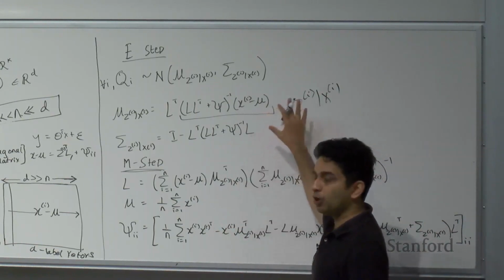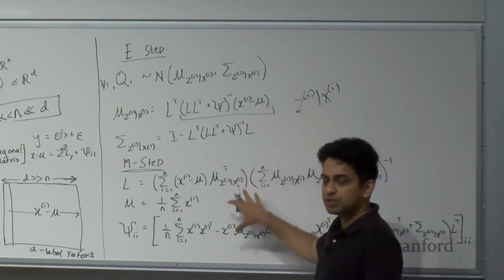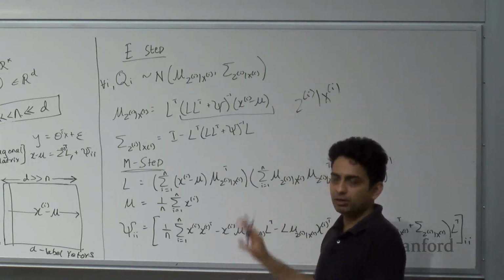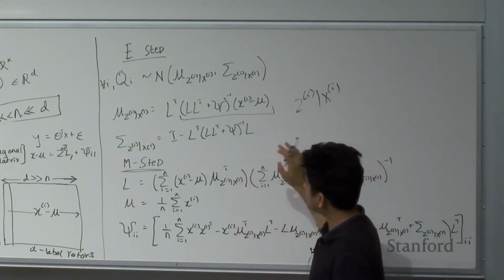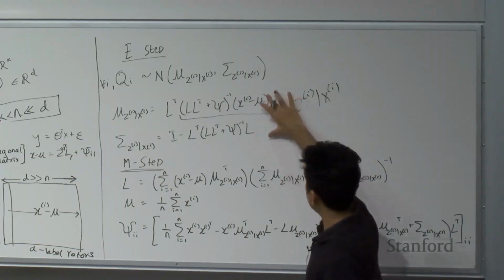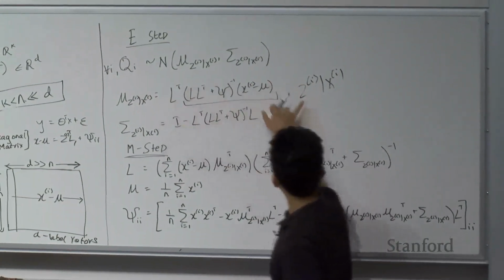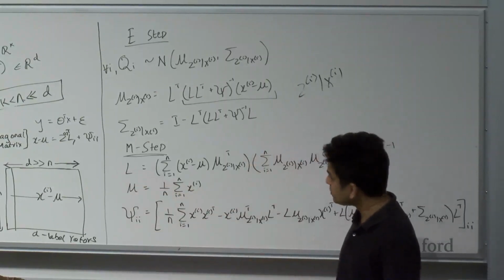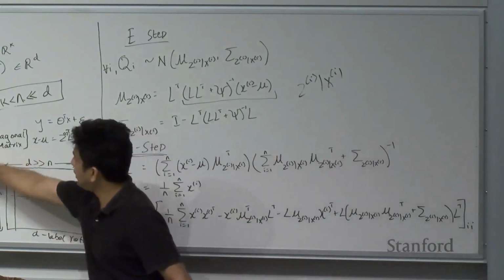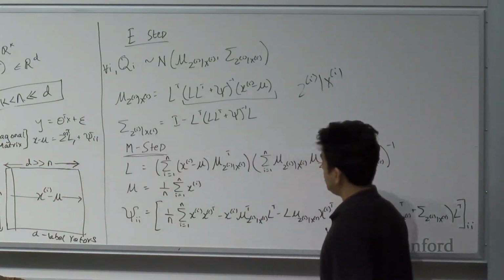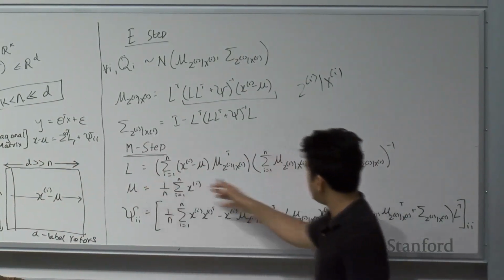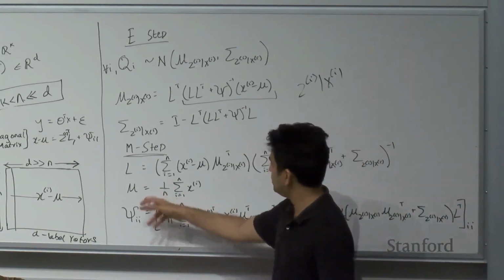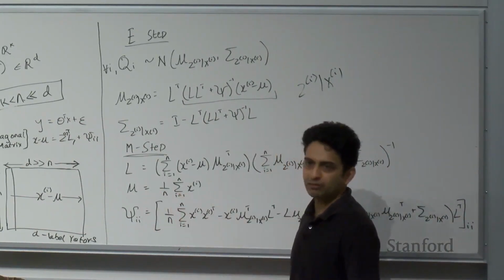So in the E step we always estimate the latent variables, and in the M step we re-estimate the parameters, right? That's going to be common for any model, including Gaussian mixture model and factor analysis. So in the E step we estimated the latent variables z_i, and in the M step we re-estimate the parameters, where L, mu and psi are the parameters. So L, we had this monstrous looking expression. Mu was just the mean of the x_i's. That should be intuitive, right?